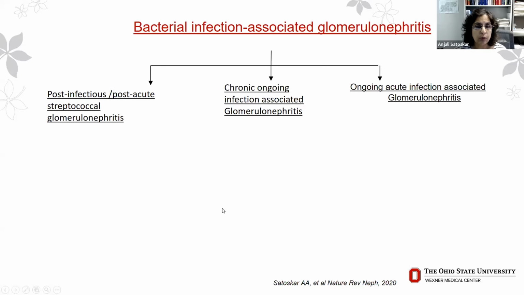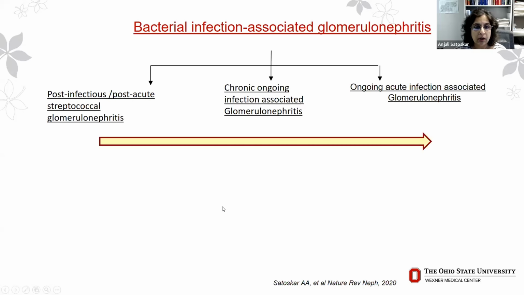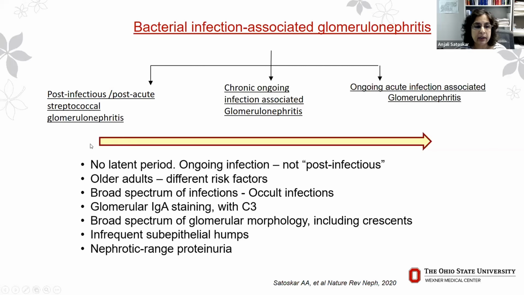So as you go from left to right, what you see is the infection-free latent period disappears. So on this side of the spectrum, the infection is still active. The treatment of the infection takes center stage, and without treating the infection, the GN is very unlikely to resolve. And it's a very good idea not to label all of these under the common head of post-infectious, because they are not.